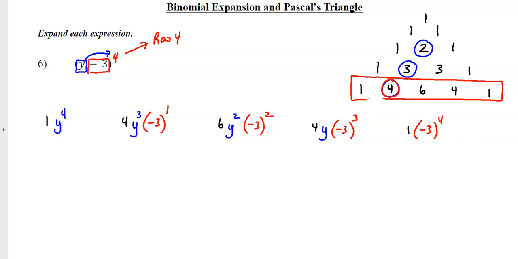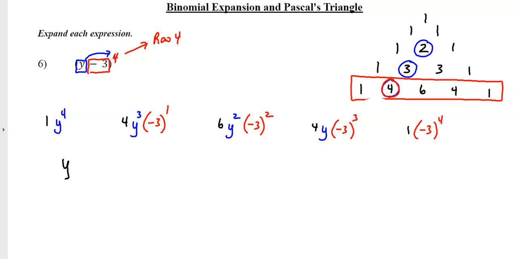So if you notice the first character there, the y, starts at 4 and goes all the way down to nothing. Where the second part, the negative 3, starts at nothing and builds all the way back up to 4. Well, now I got to clean this part up. So I got to do my math.